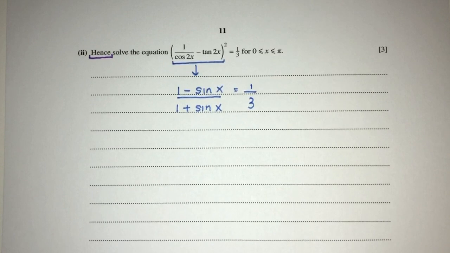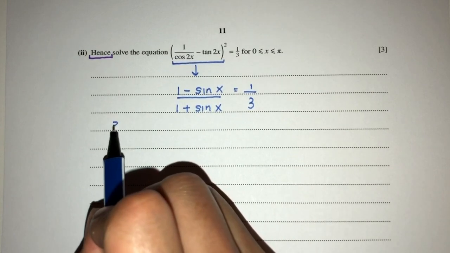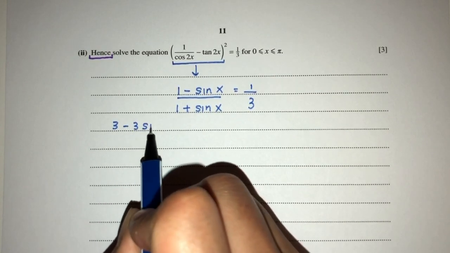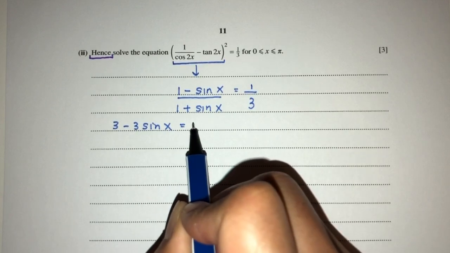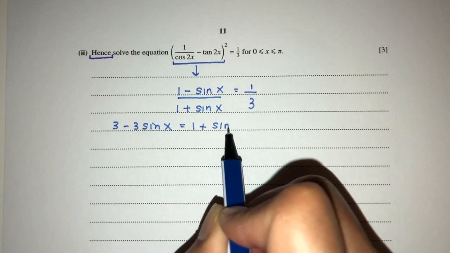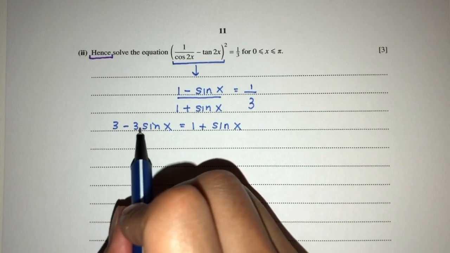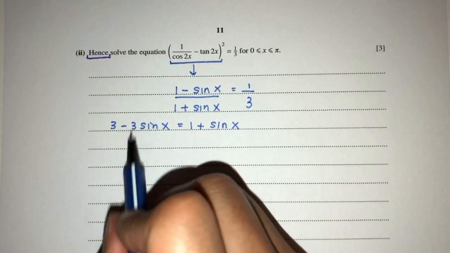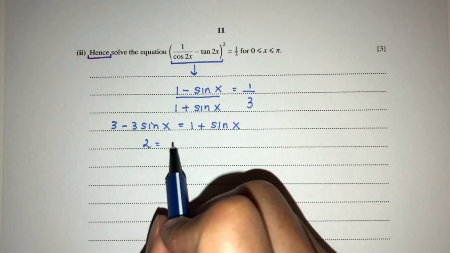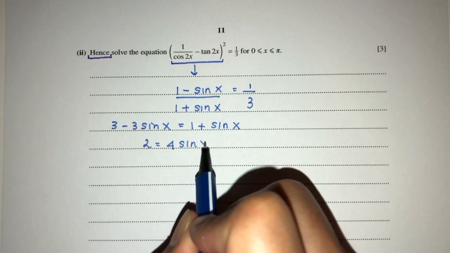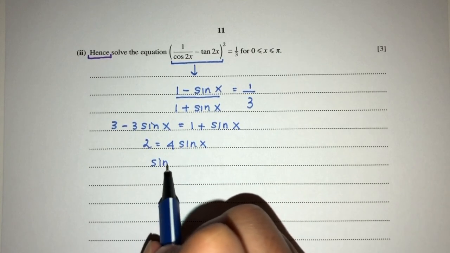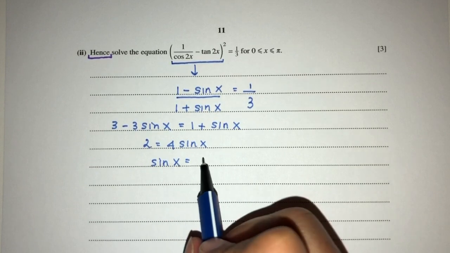So first thing first, we have to cross multiply. You will have 3 minus 3 sine x equal to 1 plus sine x. Simplify, send this over here, you will have what? So 3 minus 1 is 2. That will be 4 sine x. So sine x will be the value of 2 divided by 4. That should be half.